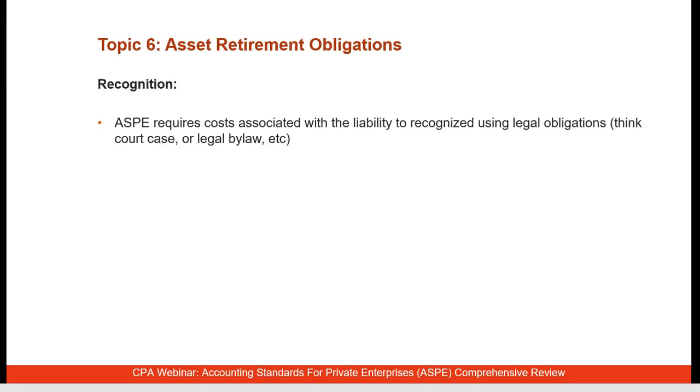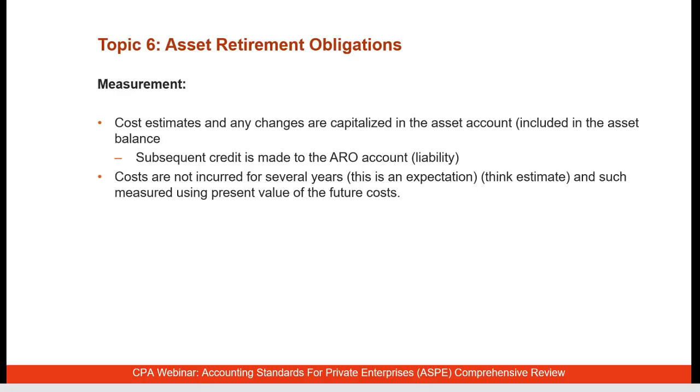For recognition, ASPE requires costs associated with the liability to be recognized using legal obligations. Think of court case, legal bylaw, and so on. For measurement, cost estimates and any changes are capitalized in the asset account, included in the asset balance, and a subsequent credit is made in the ARO. Think of it as debit asset, credit liability, and that's what you're going to need to amortize or accrete over time. Subsequent credit is made to the ARO liability, and costs are not incurred for several years. This is an expectation, think estimate, and as such it is measured using the present value of the future costs.